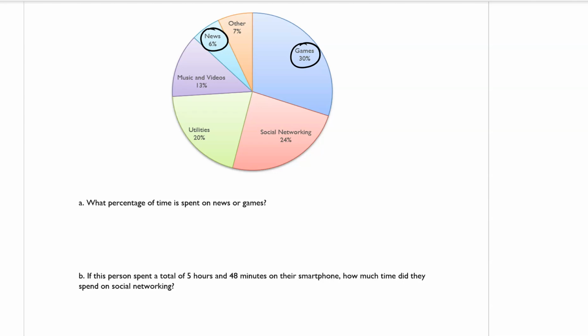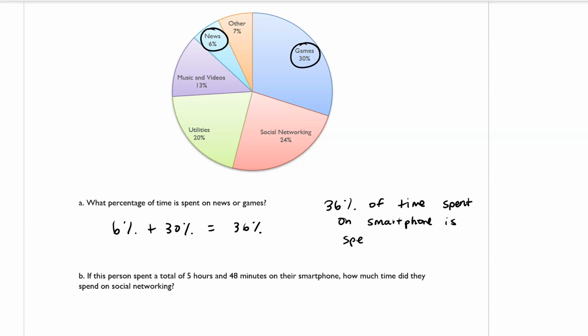So to answer this question, we would add those two percentages together. So 6% plus 30% equals 36%. So we would say 36% of time spent on smartphone is spent on news or games.